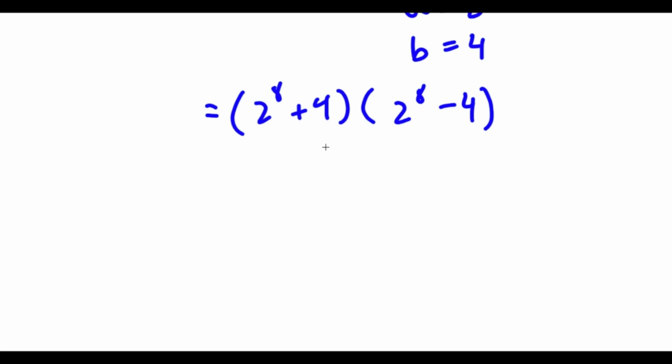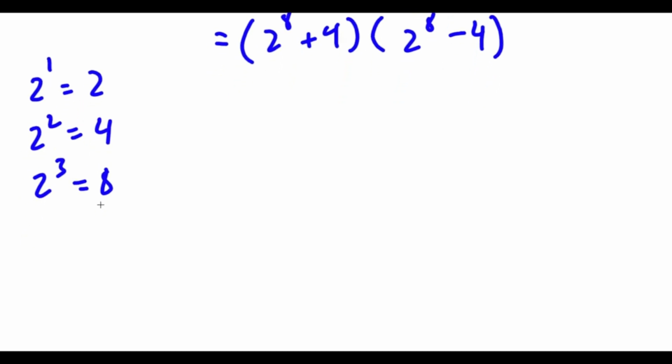Now let's go ahead and calculate this. Well, first, 2 to the power of 8, what would that be? Well, 2 to the power of 1 is equal to 2. 2 to the power of 2 is equal to 4. 2 to the power of 3 is equal to 8. Notice how it doubles every time.